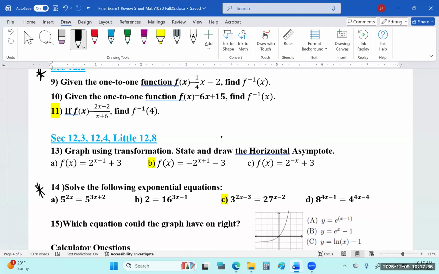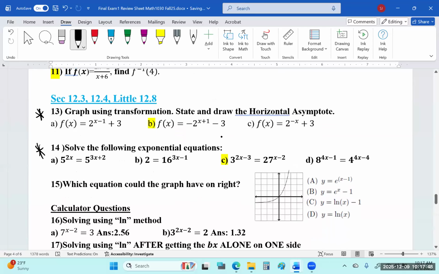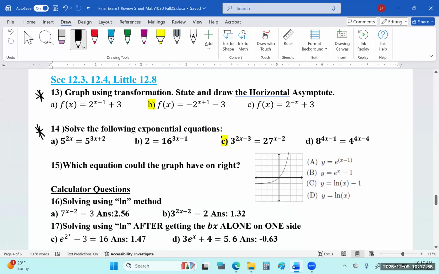Okay, graphing exponential equation and graphing logarithmic equation. One of them from exponential and logarithm comes. Which one comes, I don't know. Sometimes they give logarithm, sometimes they give exponential. But same thing here. Solving exponential or solving logarithm, one of them definitely comes. Sometimes they ask a question like this one. They give you the graph and you have to identify the equation.